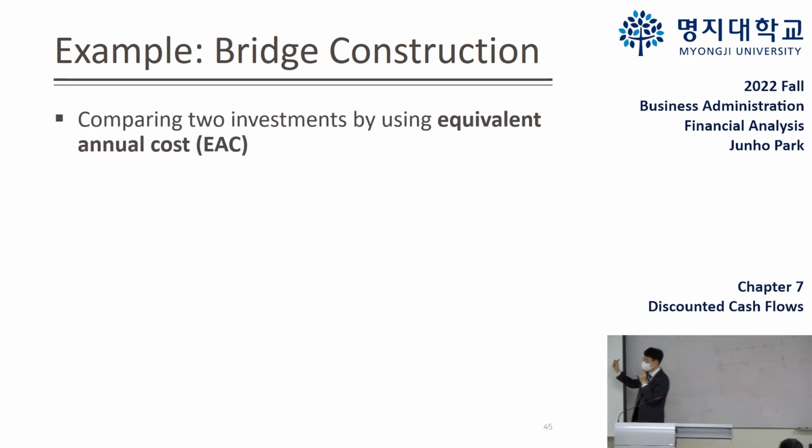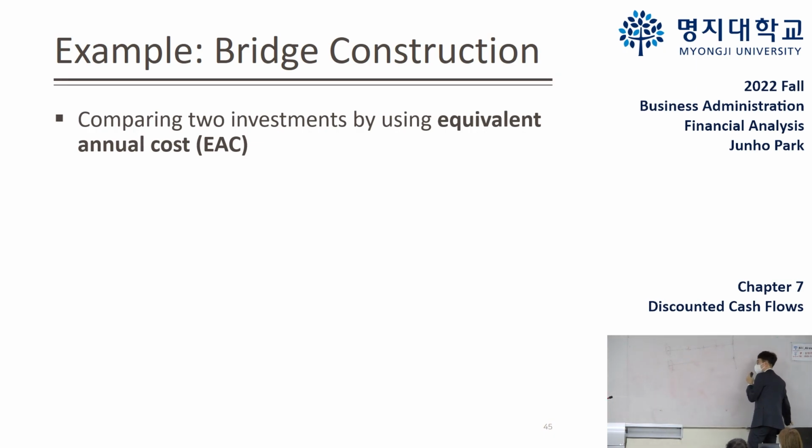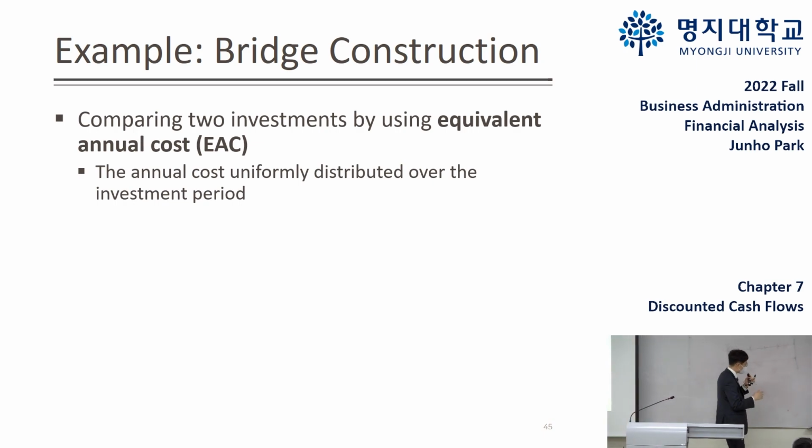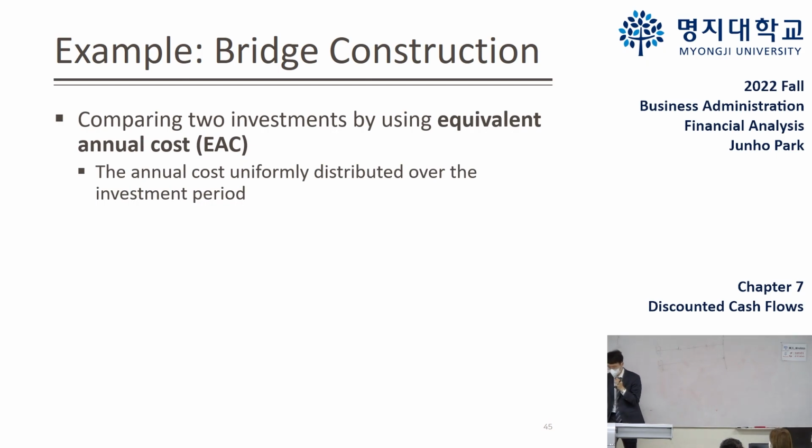So this kind of concept is called the equivalent annual cost, or EAC. It is the average cost which is uniformly distributed, so the same cost every year for the total investment period, over the 10 years and over the 40 years. And therefore, we now have the same length of time, 1 year, for each of the bridges, so we can compare them. And then how can we calculate the annual cost?